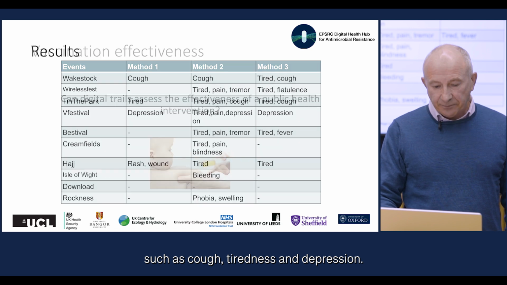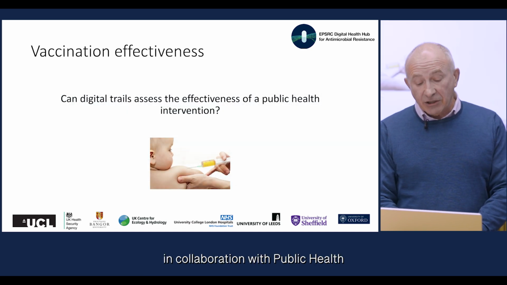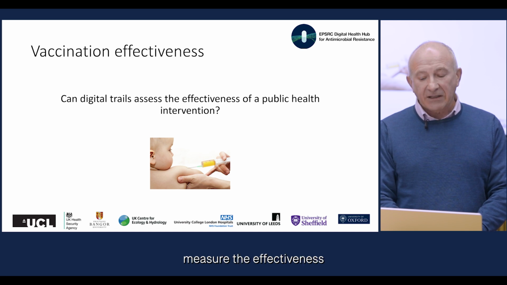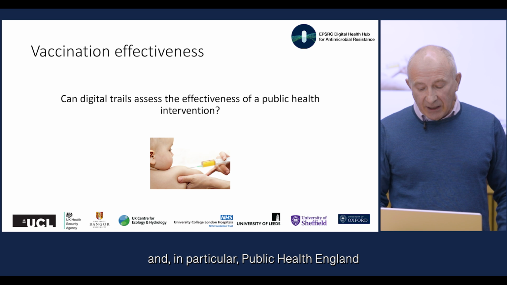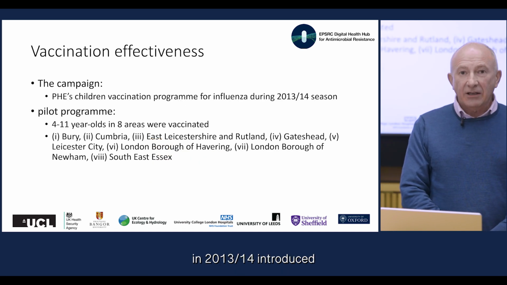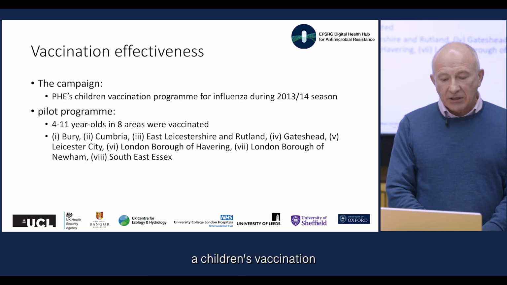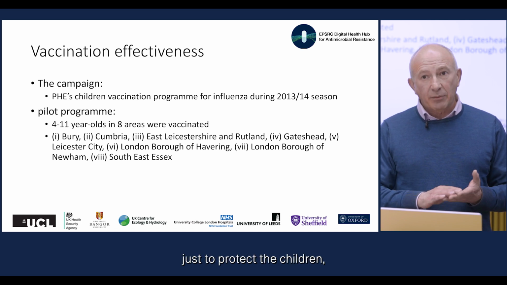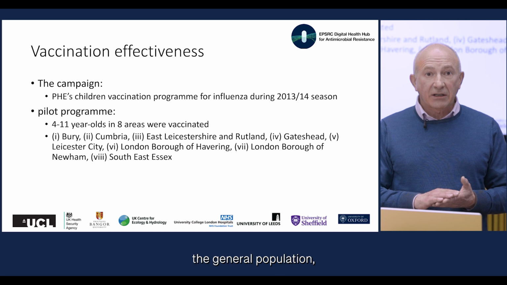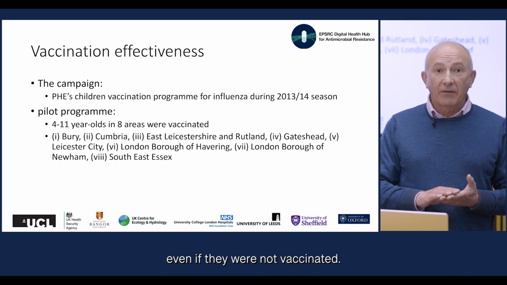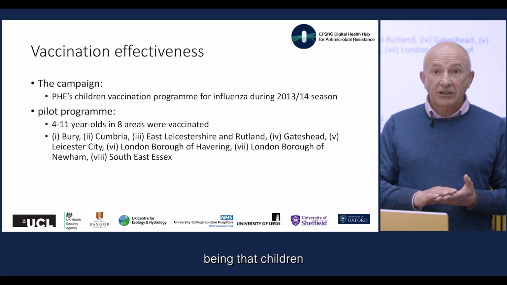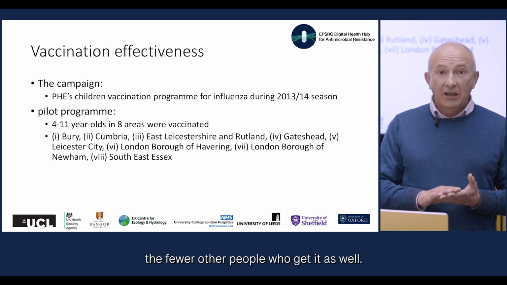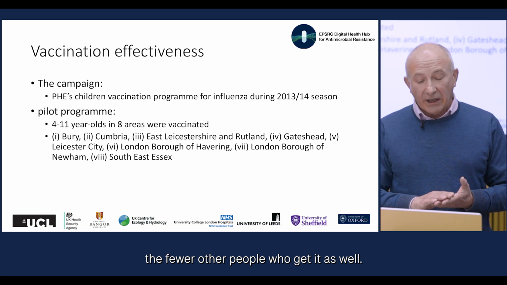Another project that we did in collaboration with Public Health England was to look at whether we could measure the effectiveness of a public health intervention. And in particular, Public Health England in 2013-14 introduced a children's vaccination program for influenza. The idea here wasn't just to protect the children, it was also to protect the general population, even if they were not vaccinated. And the idea being that children are a spreader of the disease, and the fewer the children that have influenza, the fewer other people will get it as well.